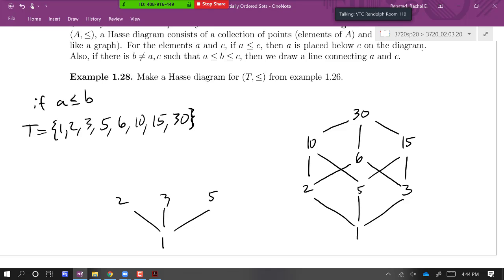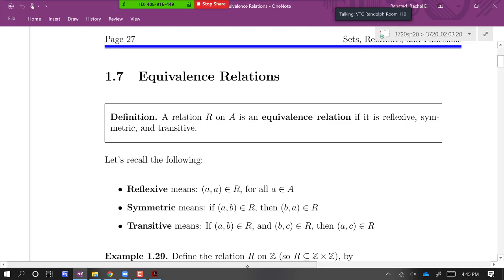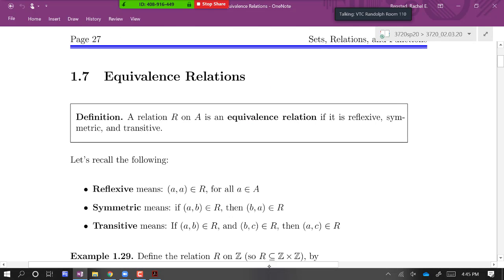All right. Let's take a little while and talk about equivalence relations. We definitely are not going to finish this section, but we'll get a little start. A partial ordering was a special kind of relation: reflexive, antisymmetric, and transitive. If we switch one of those, a relation that is reflexive, symmetric, and transitive is an equivalence relation.